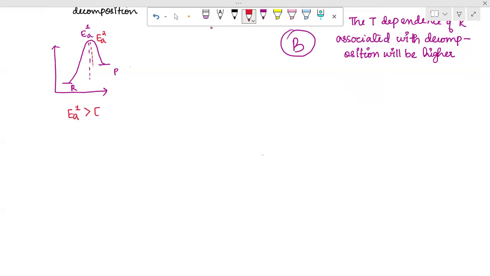EA1 is greater than EA2, and hence the temperature dependence of K1 will be much more dominant over K2. I hope you got it. That means if you increase the temperature, K1 will change more rapidly than K2 because EA1 is larger than EA2. This is one thing.